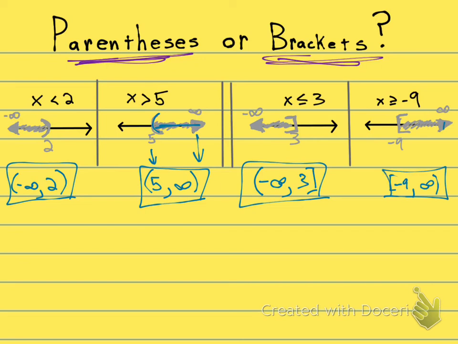Okay, so the takeaways from this. If you see a little line right here and right here, these are going to get brackets because a bracket is made of lines. If it doesn't have a line, it's going to get a parenthesis. Infinities always get parentheses. All right, positive infinity is over here to the right, and negative infinity is over here to the left. All right, I hope that helps.